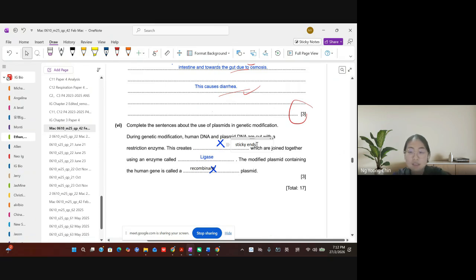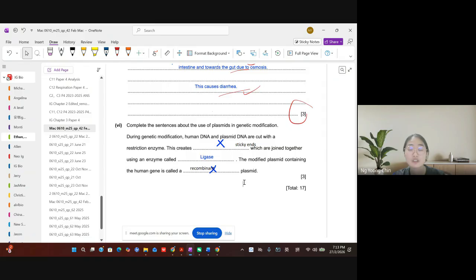This one talks about what? Plasmid genetic modification. Do you know where the plasmid is? In which organism can you find the plasmid? Yes, bacteria. So usually bacteria is a very suitable tool to involve in genetic modifications, because it will not create any ethical issue if you modify the gene in bacteria to serve your purpose.